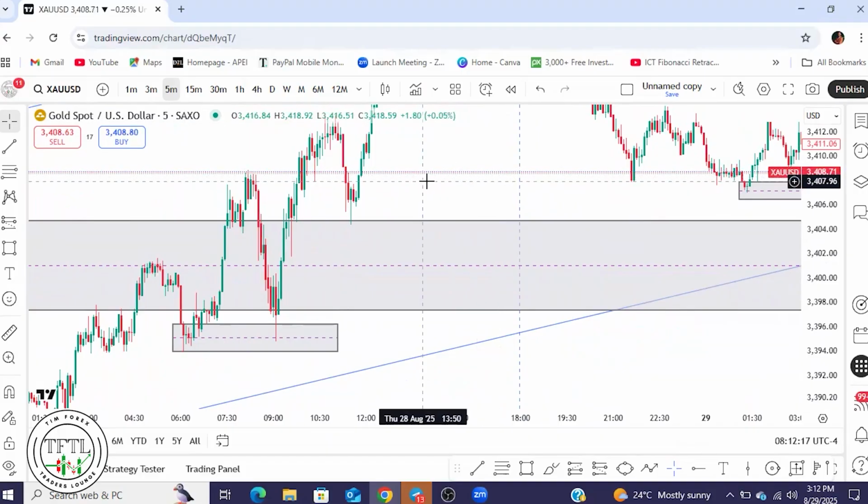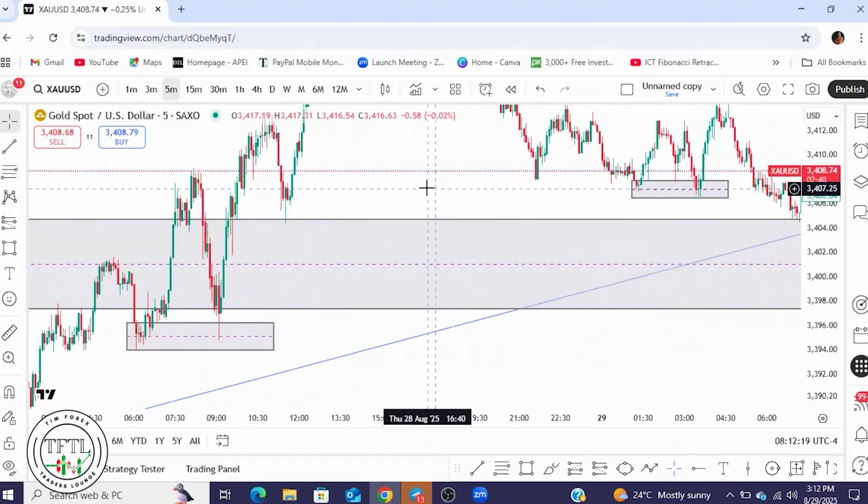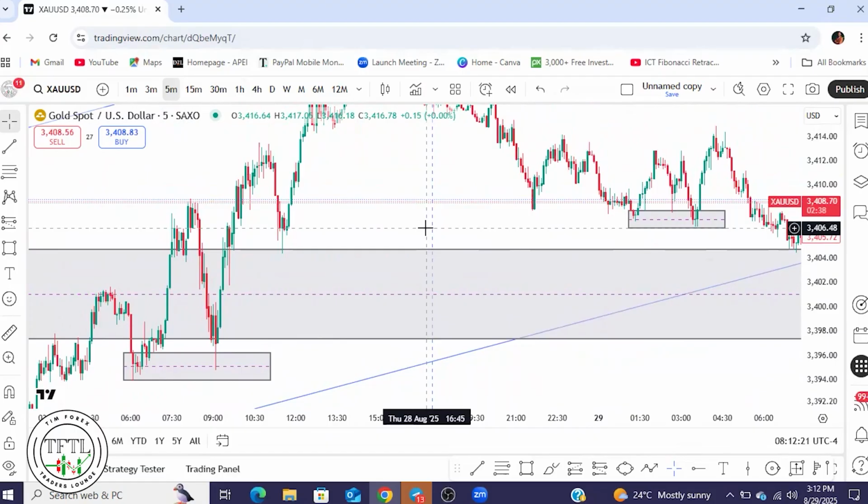So those are the key things that you look at in terms of technicals because gold respects the market structure. And those are some of the key things that you can look at and try to align with the strategy that you use.